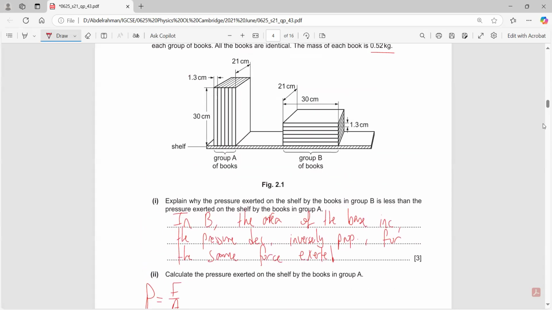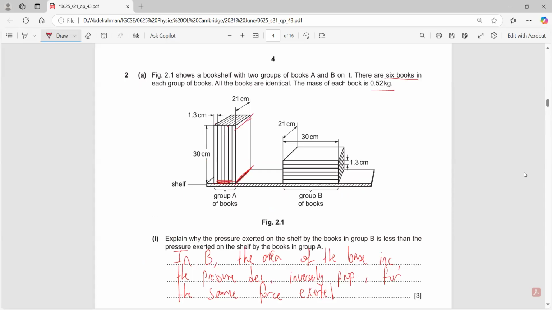Good. What is the area? The area in contact would be length times width, which is 1.3 times 6 times 21. Why 1.3 times 6? Because you have 6 of these books. What's 1.3 times 6 times 21? This would give you a total area of 163.8 centimeters squared.